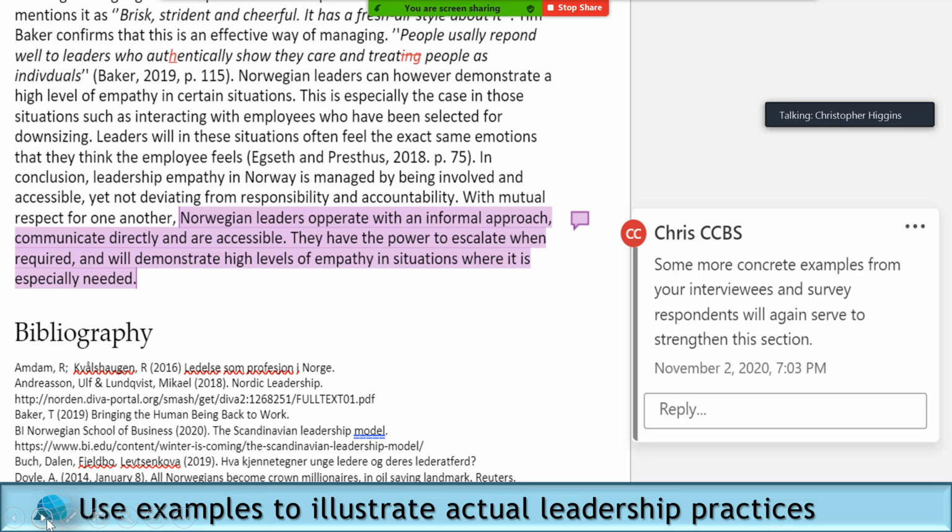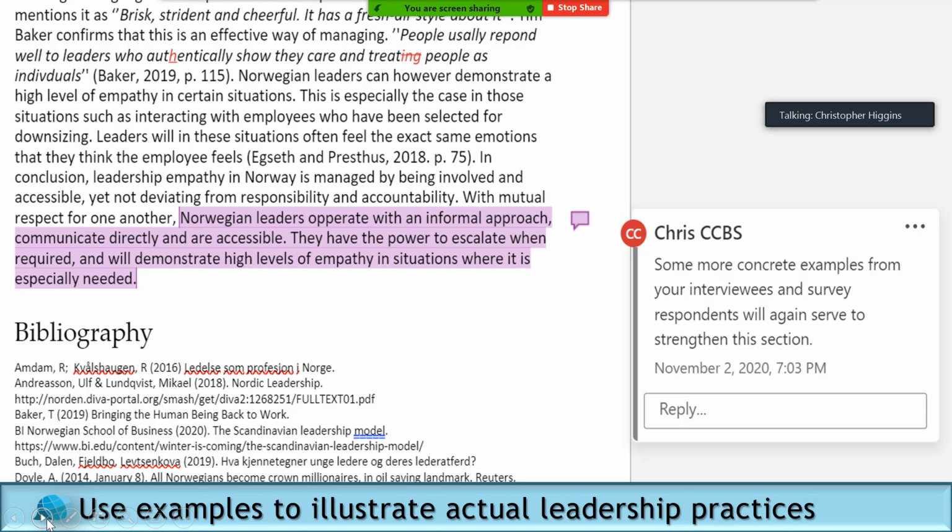So this is the very last sentences from Norway's chapter. They have, with mutual respect for one another, Norwegian leaders operate, there's a spelling mistake there, with an informal approach, communicate directly, and are accessible. They have the power to escalate when required and will demonstrate high levels of empathy in situations where it is especially needed. All I want to see there is a little bit of an example.